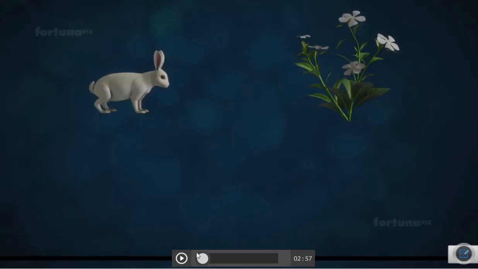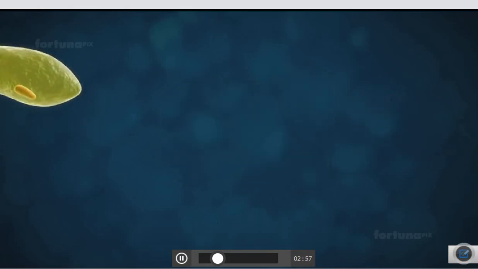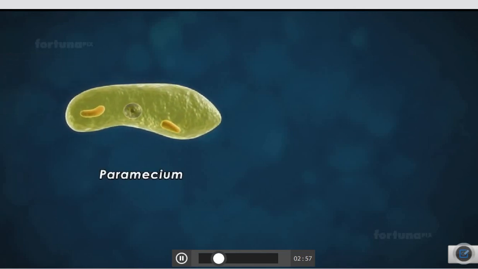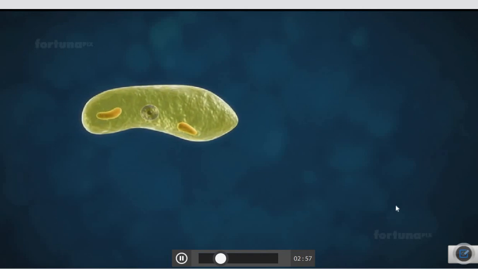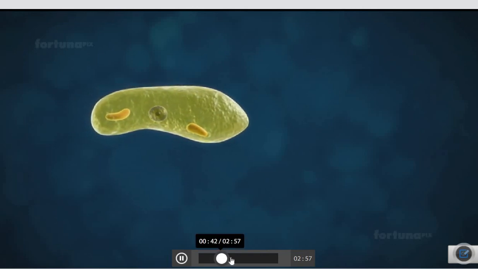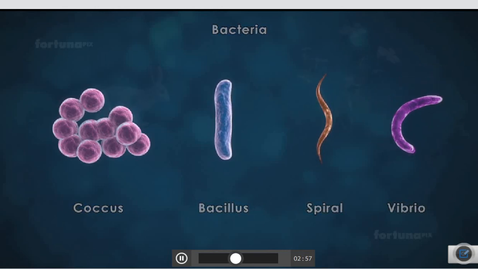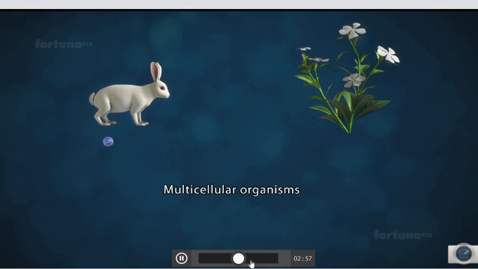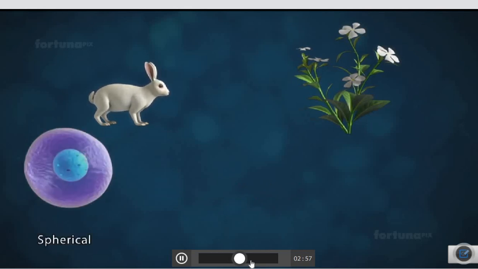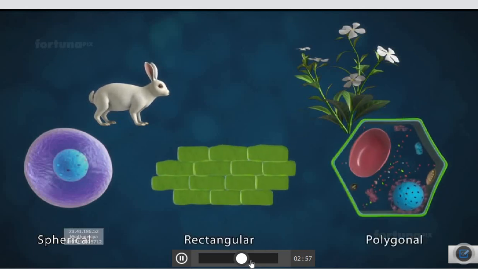Shape of the cells. The shape is continuously changing. The paramecium, another single-celled organism, has a shape similar to a slipper. For this reason, and vibrio, which is curved-shaped. Most cells in multicellular organisms, including plants and animals, are generally spherical, rectangular, or polygonal.